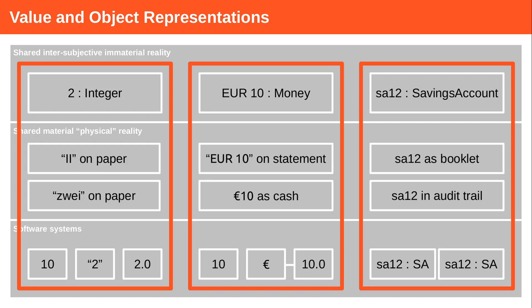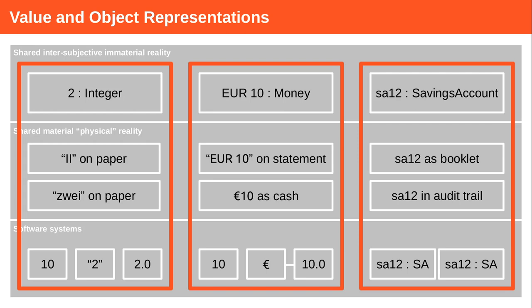And same thing if it's in a software system. So 1, 0, 2 bits representing 2, or the string 2, these are all representations of the primitive value 2 of primitive value type integer.